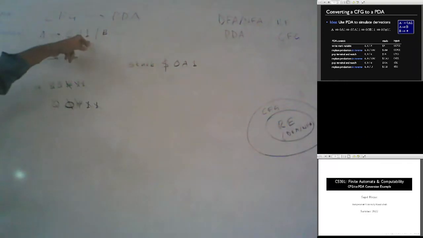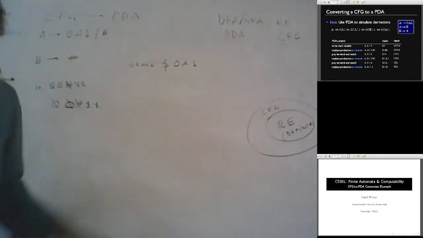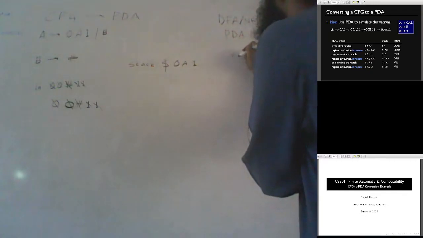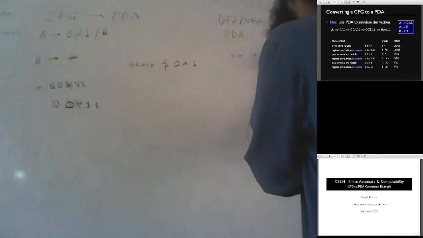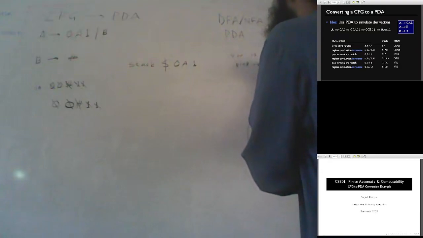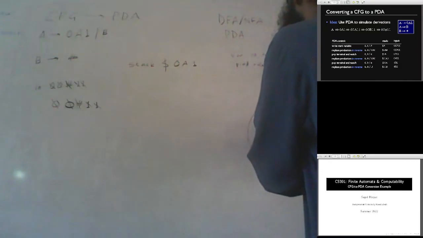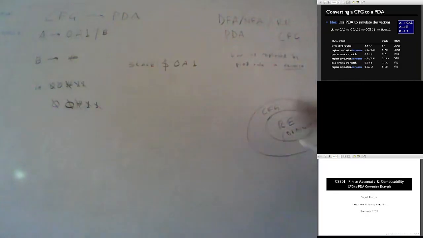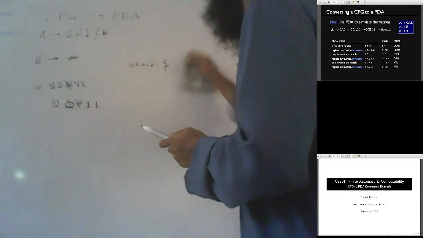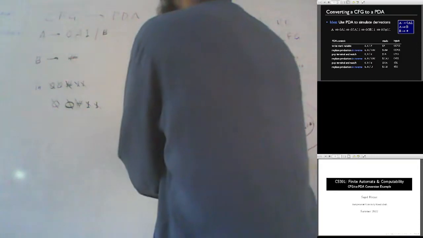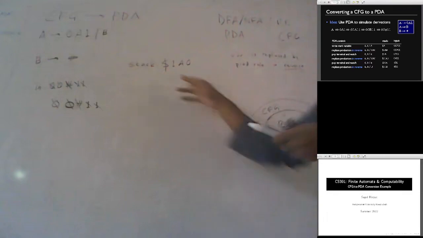First, we don't want to match with the 1. So instead what we do is, we push in reverse. Okay, so a variable is replaced by the production rule in reverse. This is probably the main point for this whole conversion. So instead of pushing 0A1, we will push 1A0. Okay? So this is our stack.